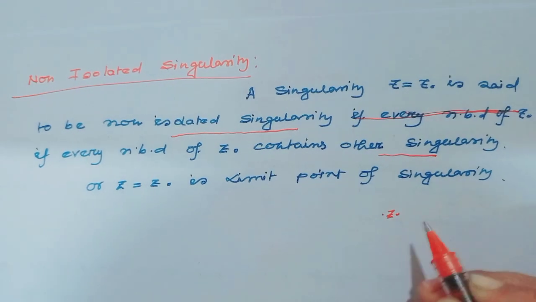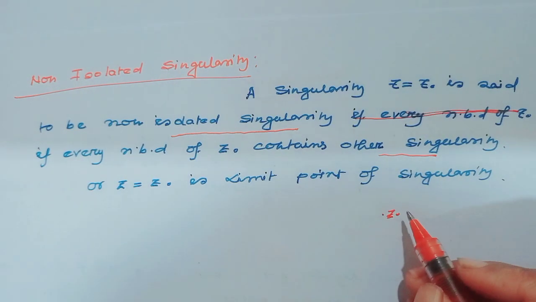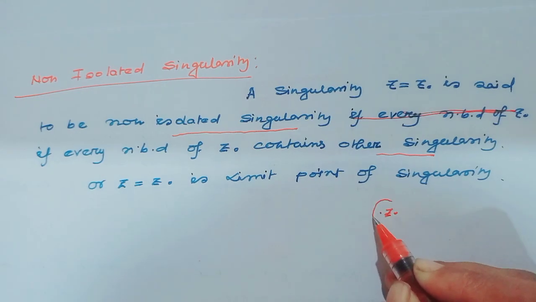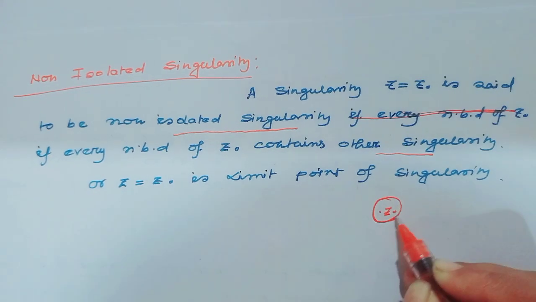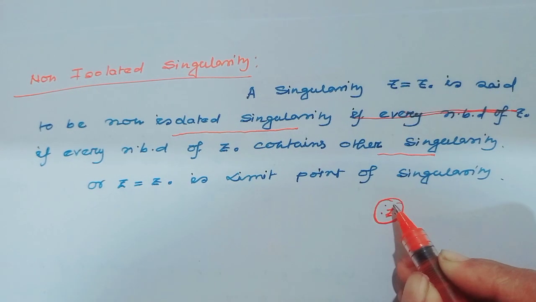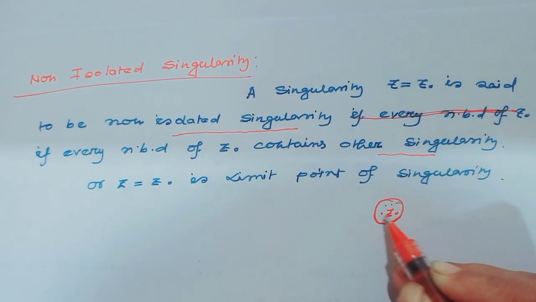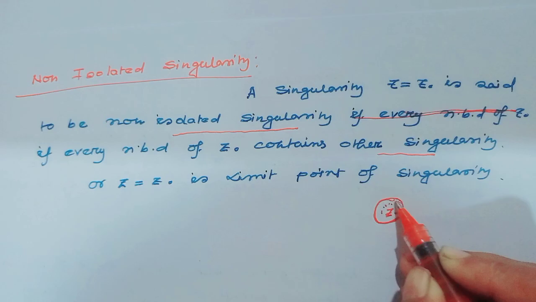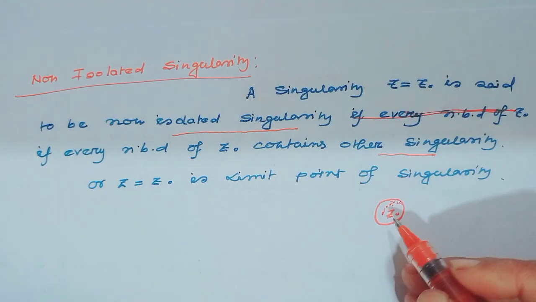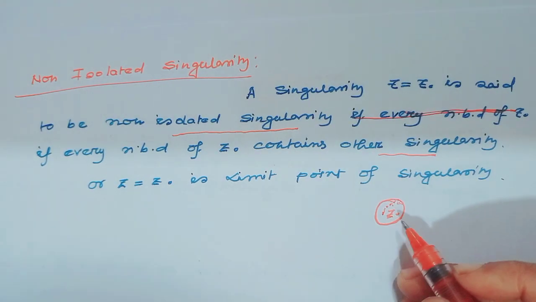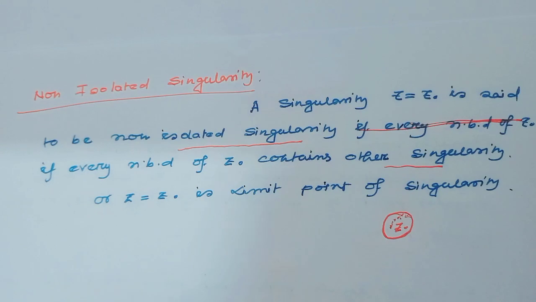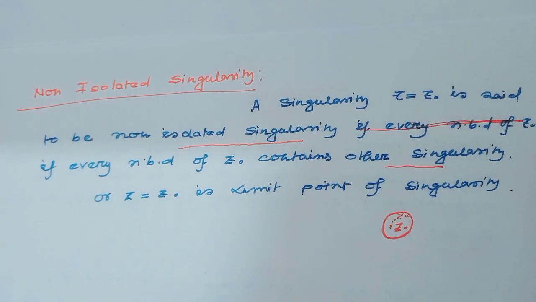Z equal to z naught is a non-isolated singularity when in the neighborhood of z naught there exist other singularities also. Or z equal to z naught is the limit point of the singularities. Okay. I hope all my viewers have understood what is the non-isolated singularity.